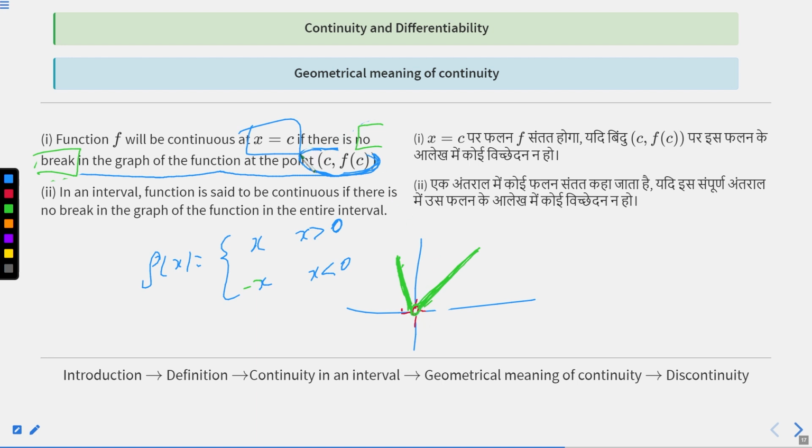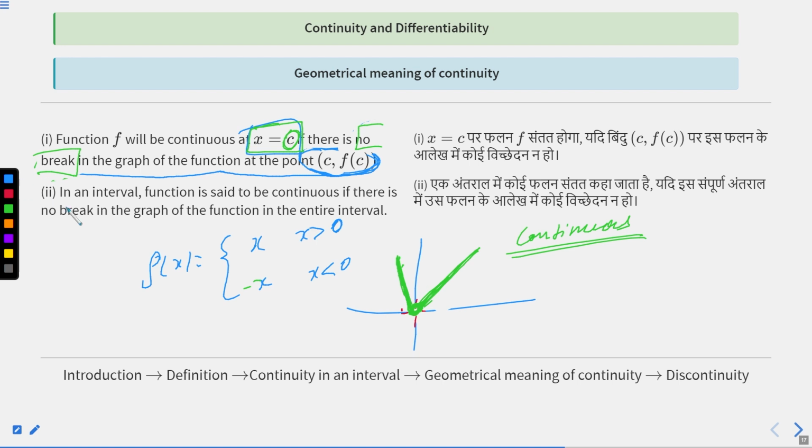Why? Because the graph talks about x equals c, and that c must be from the domain. Here 0 is not from the domain, so it is continuous. So we only talk about domain points. If you have some jump or some hole, then verify whether that point is contained in the domain or not. If it is contained in the domain, then it is discontinuous. If it is not contained in the domain, then it is continuous.